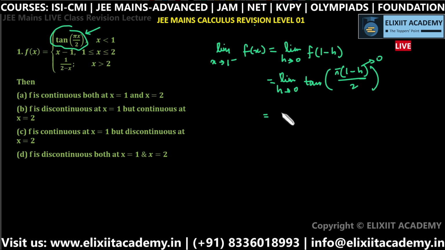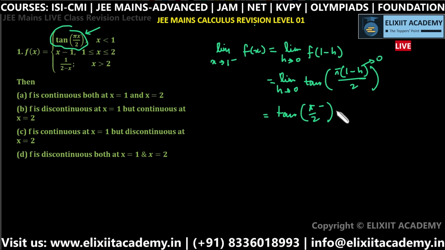We could have directly put this limit as well, but if you just use this definition that limit x tends to 1 minus is limit h tends to 0 of f(1 minus h), it makes this more clear. So this thing is basically tan of π/2 minus. This is tan of π/2 minus. Okay, and this is what? This is undefined. This is not defined. Tan(π/2 minus).